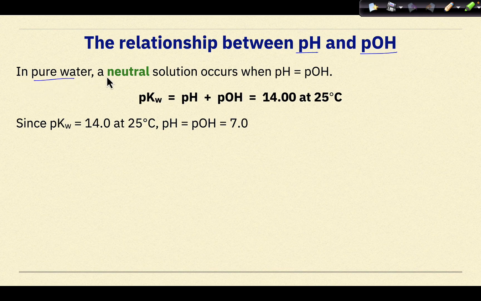The relationship between pH and pOH. In pure water, a neutral solution occurs when pH is equal to pOH. So pKw is equal to pH plus pOH, which equals 14 at 25 degrees Celsius. Since pKw is equal to 14 at 25 degrees Celsius, pH is equal to pOH at 7.